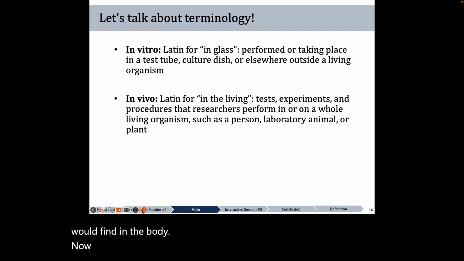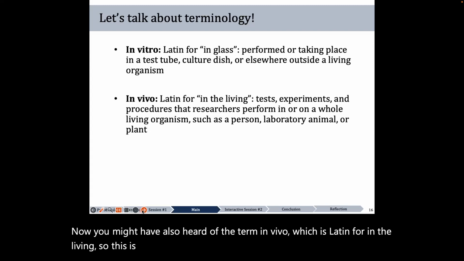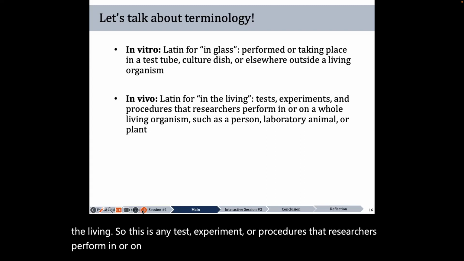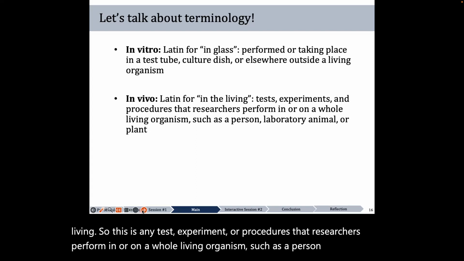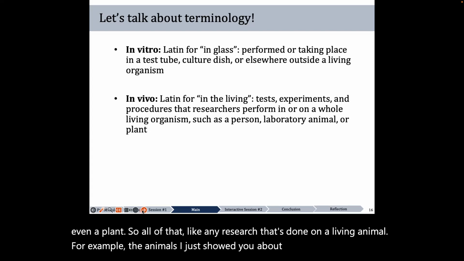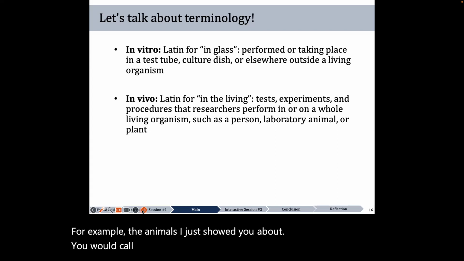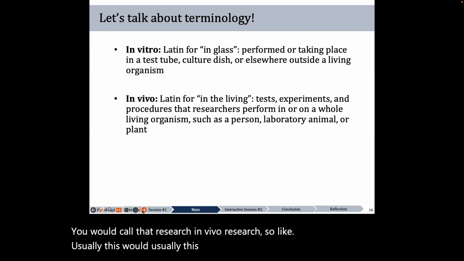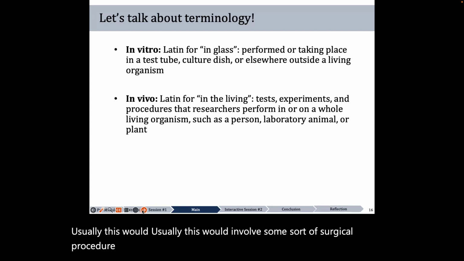Now, you might have also heard of the term in vivo, which is Latin for in the living. This is any tests, experiments, or procedures that researchers perform in or on a whole living organism, such as a person, an animal, or even a plant. So any research that's done on a living animal, for example the animals that I just showed you, you would call in vivo research. Usually this would involve some sort of surgical procedure when working with these animals.